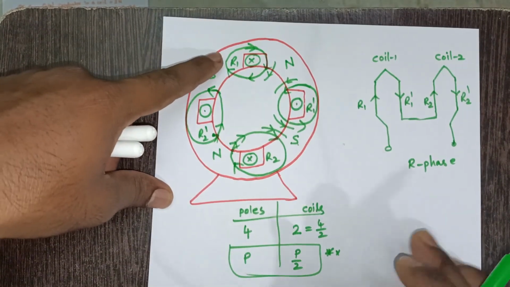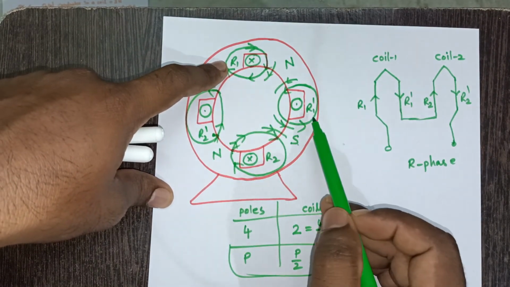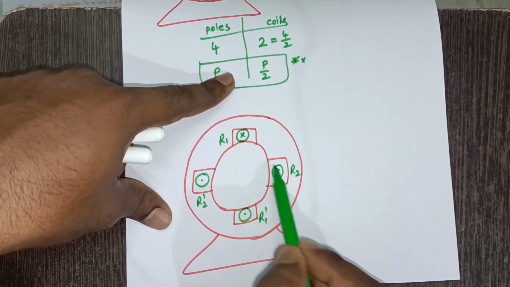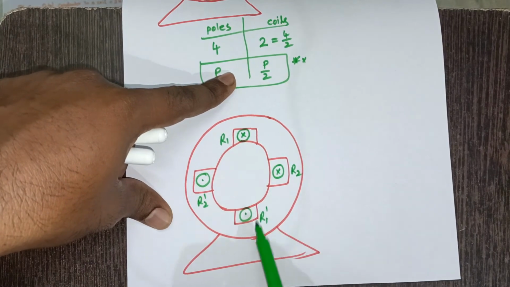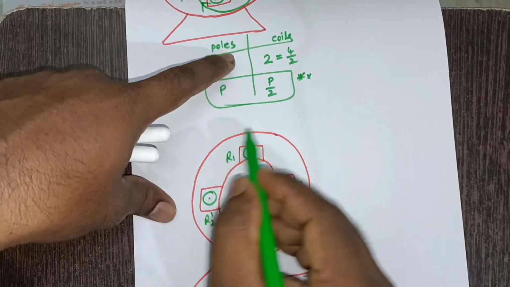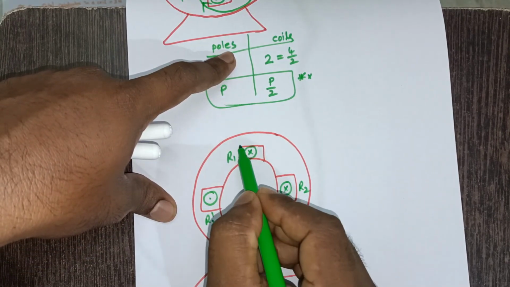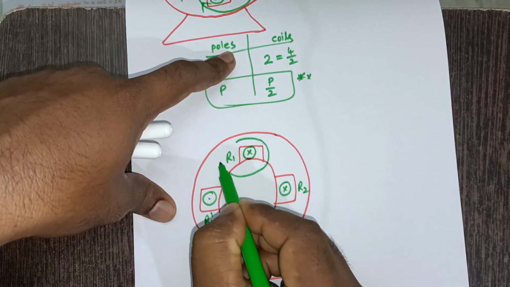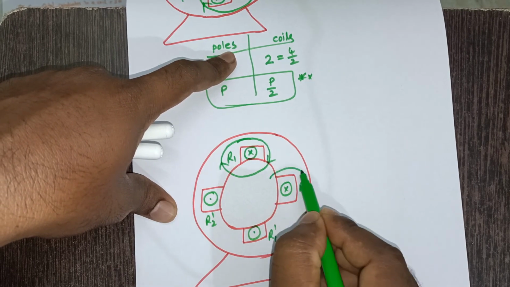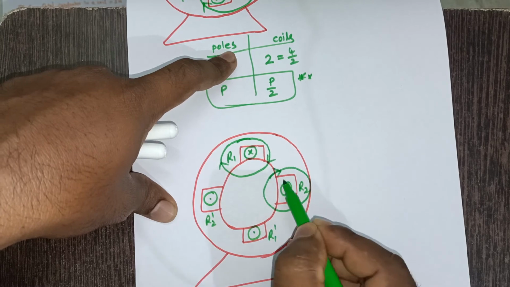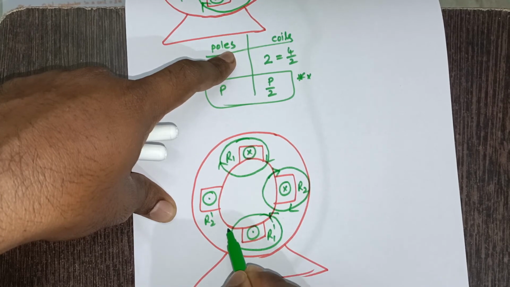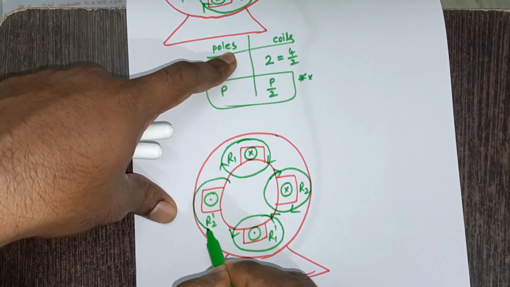See here, observe carefully. Coil sides R1 and R1 dash I have kept side by side. Coming to the lower diagram, I did not keep them side by side; I have kept them on opposite sides. If you do this arrangement, what happens? The problem with this arrangement is, if you represent flux direction around the conductors, how will it be? Here it is clockwise direction, which means flux flows in this direction. And here also it is clockwise, and here it is anti-clockwise, and here also it is anti-clockwise.